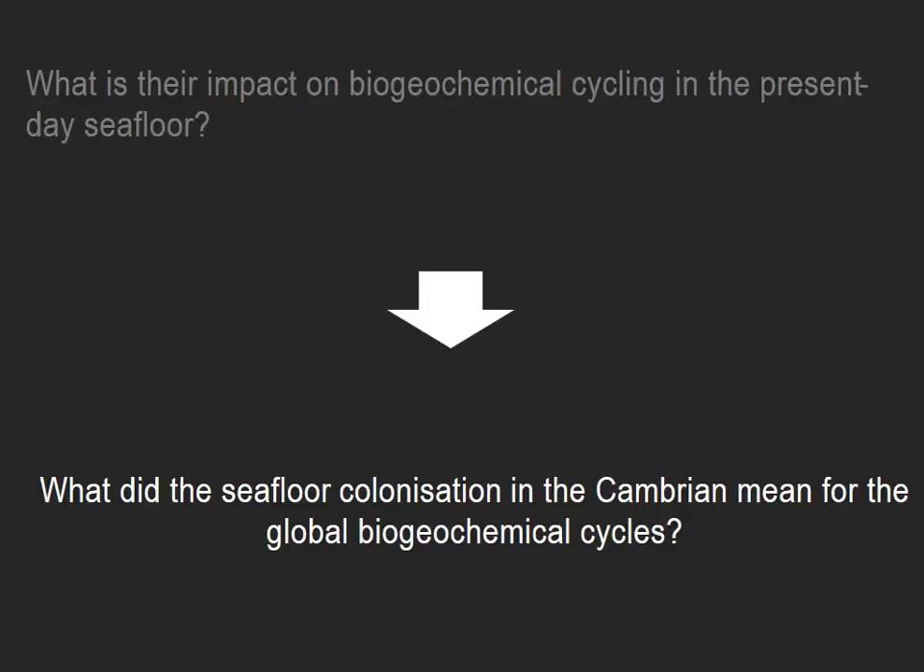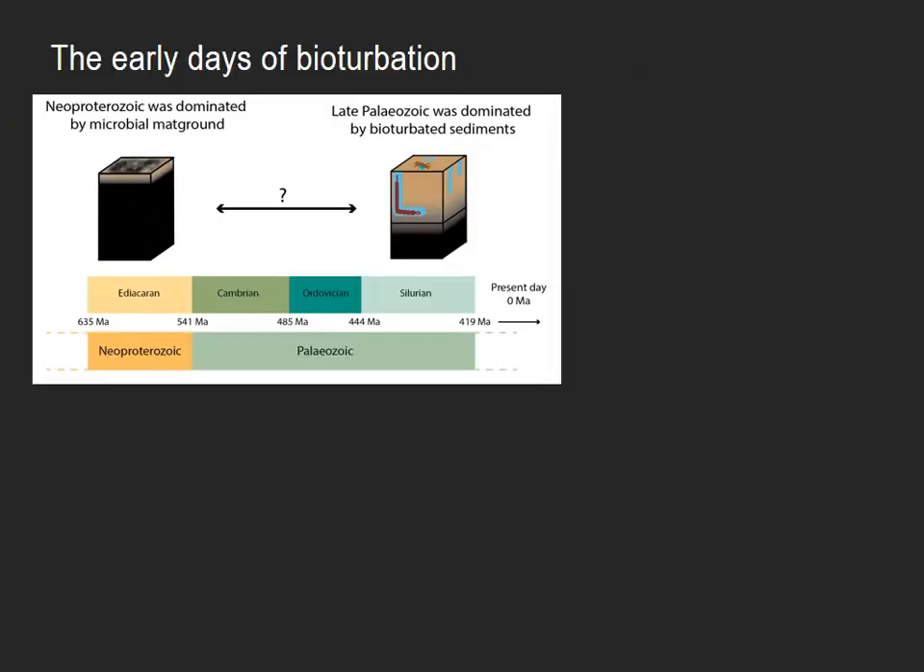Now, given this big impact on today's geochemical cycles, the question is what happened when the ocean changed from an unbioturbated seafloor to a bioturbated seafloor, which is what happened during the Cambrian explosion. In the Neoproterozoic, before the evolution of multicellularity, the seafloor was unbioturbated, there were plenty of microbial mats, while afterwards, by the end of the Paleozoic, some 100 million years later, the seafloor was colonized by burrowing fauna and was very much affected by bioturbation. So the question is what happened in between.